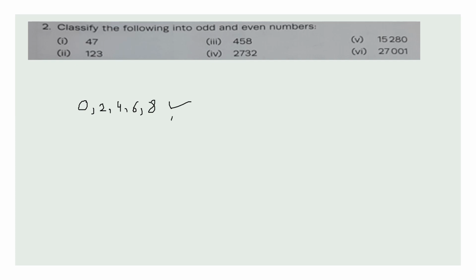Now 7 is odd, 8 is even, 0 is even, sorry. So you will write even, and then 3 is odd, you will write odd. 2 is even, so you will write even. Here also I've written E by mistake, it's even. And this is odd, so you will write odd.